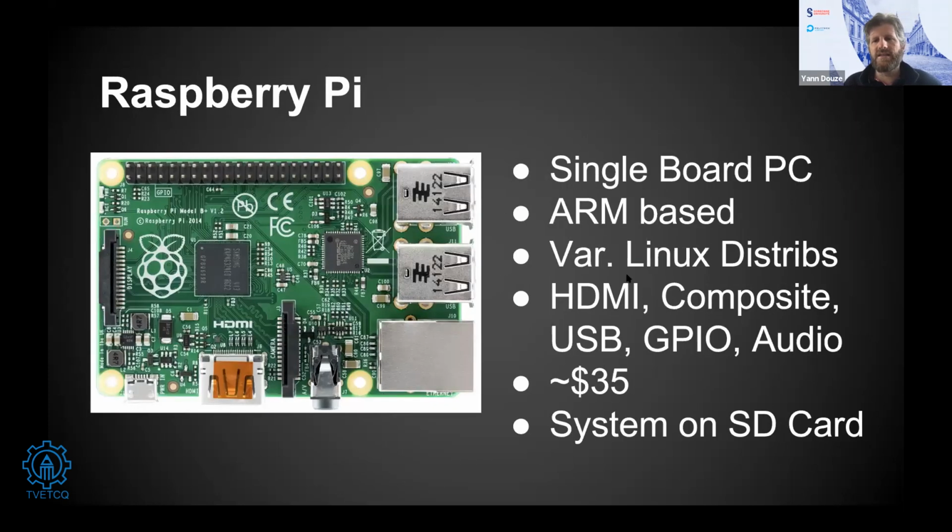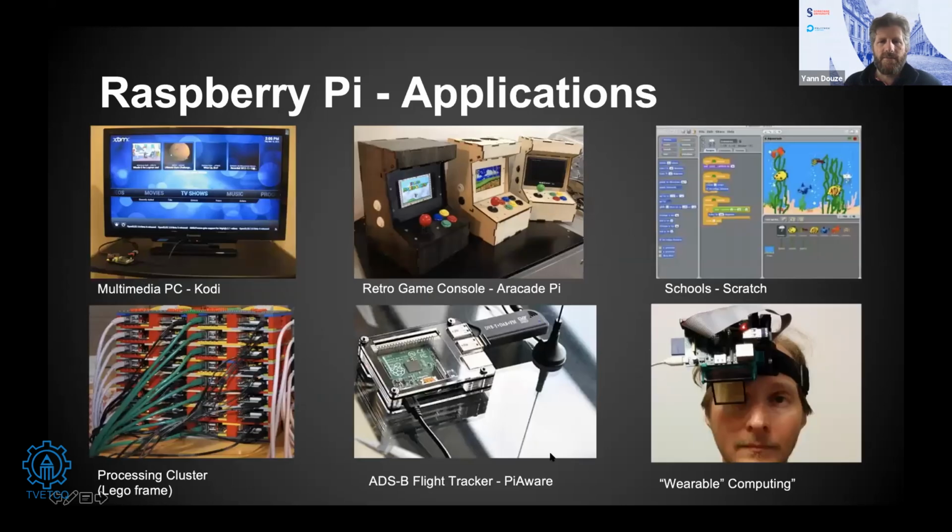A Raspberry Pi is a little bit more expensive, about 35 euros. And here it's a big system. You have Linux, you have ARM-based, you have some HDMI, you have some USB, GPIO, audio, etc. So you can do a lot of fun projects with a Raspberry Pi.